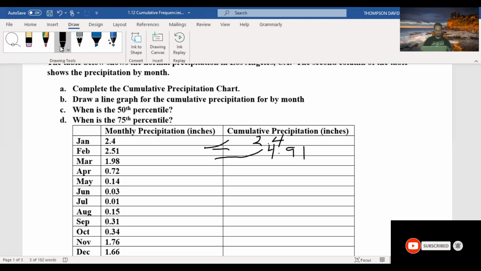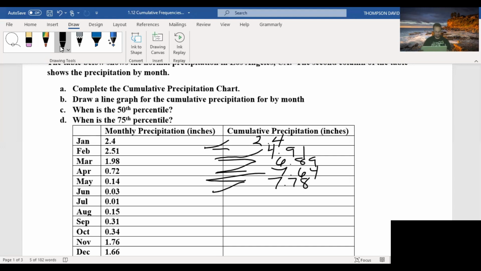Then we're going to add in our 1.98. And that would be 6.89. We put our answer in this column. Then we're going to add in the 0.72. We'll put our answer to the right, and that's going to be 7.64. Then we're going to add in our 0.14. Now it's going to be 7.78. Then we're going to add in the 0.03.